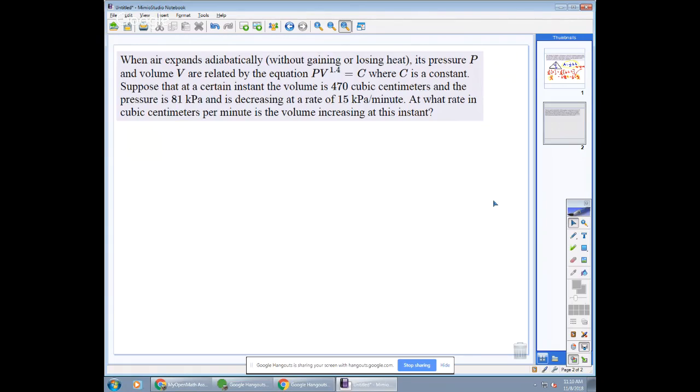So there's a couple of ways we can approach this. I guess we could find that constant first. Otherwise, we have a C hanging around as a constant. And they give us enough information to find that because they tell us that when the pressure is 81 kilopascals, the volume is 470. So I've raised that to the 1.4. So that's going to be my constant. That's whatever that is, that's the constant C that we're talking about.